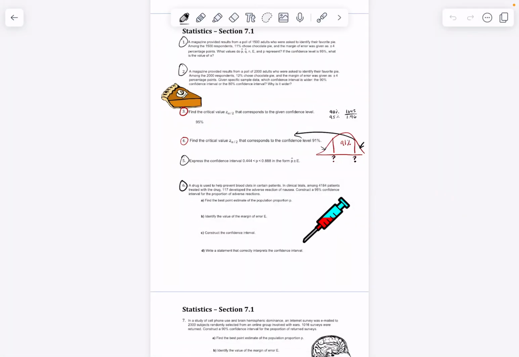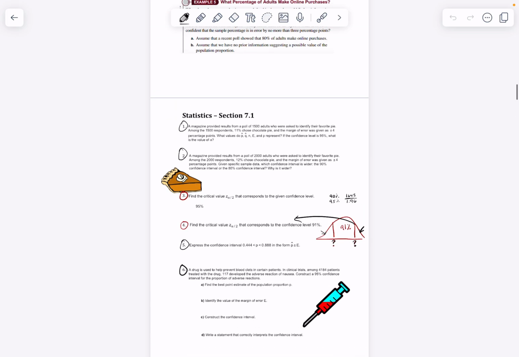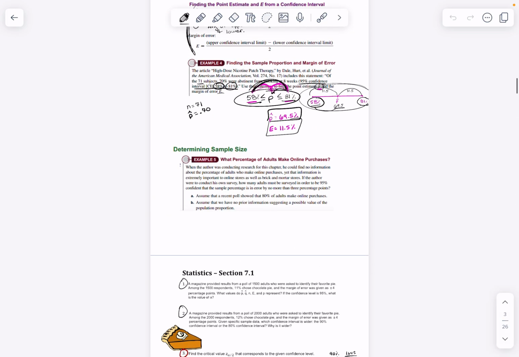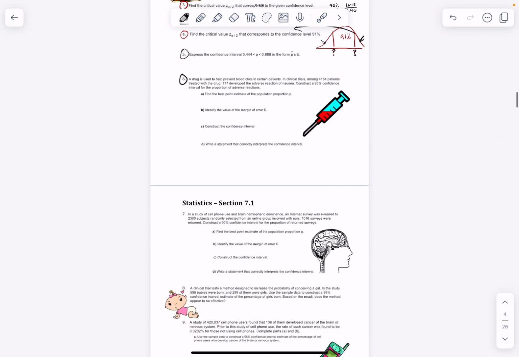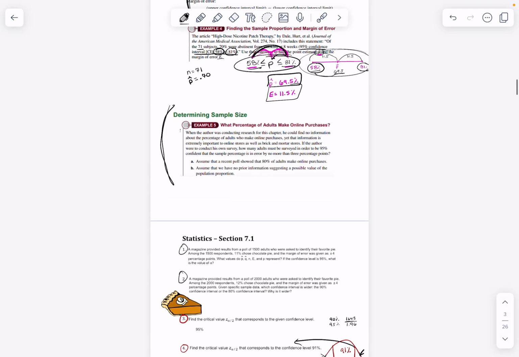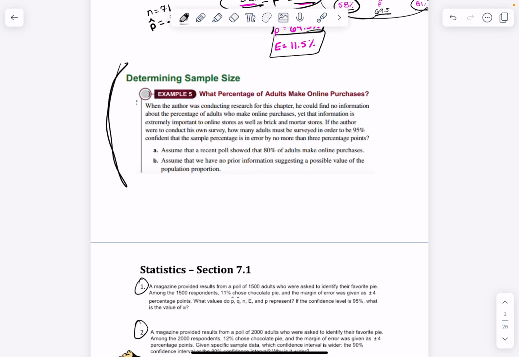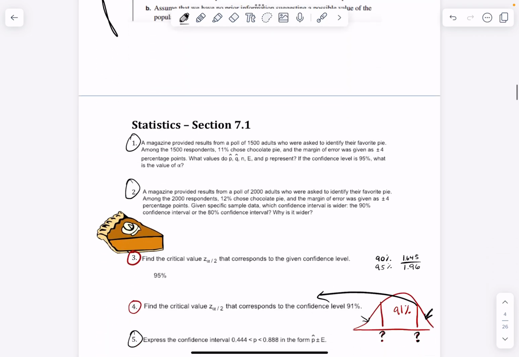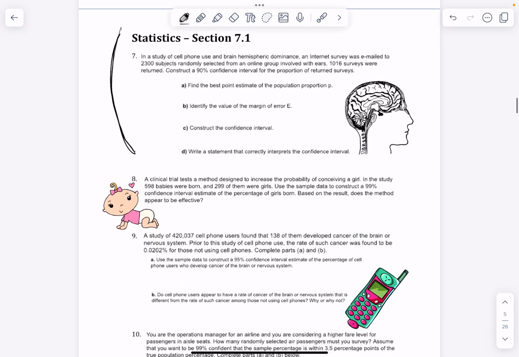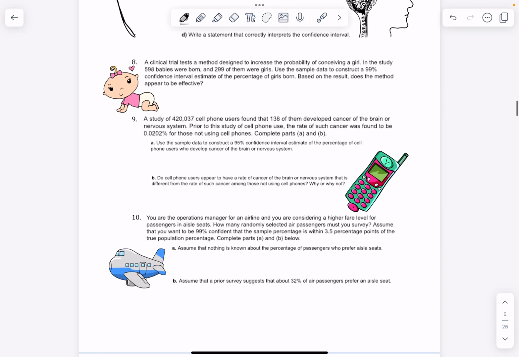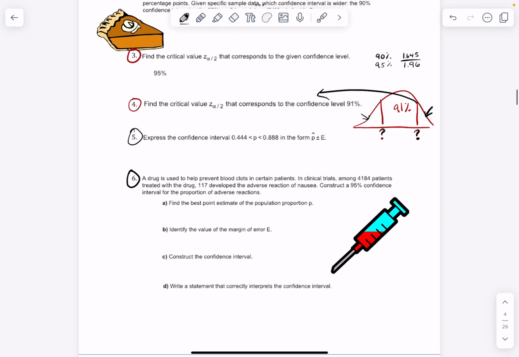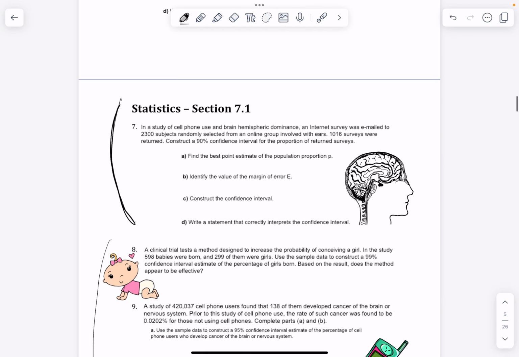Okay, stats. We are going to finish up notes for section 7.1 today. We only have one example left. But before we do that example, I'm going to go through homework problem number 7 with you just to give you one more kind of confidence interval thing before we do something that's a little bit different for example 5. And then what I'll have you do for homework is just the rest of the second page. So 8, 9, 10. Do that for homework. Add that to your first page here. But we'll do number 7 together.